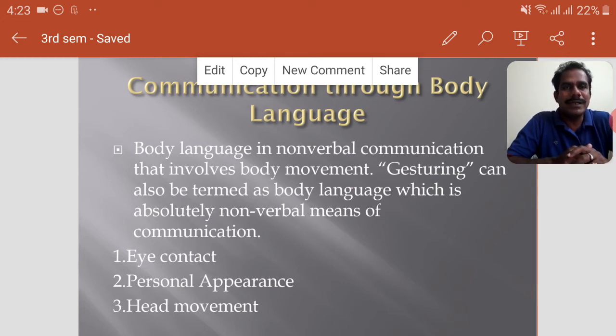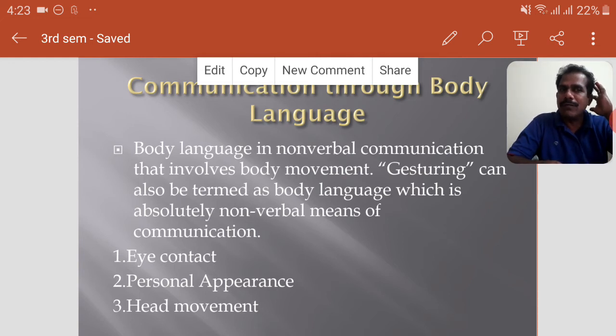Non-verbal, a single face we can express. We can see a person and tell whether he is in an angry mood, a happy mood, a sad mood, or jovial. Can't we? 100%. A picture is worth a thousand words. Body language is non-verbal communication. It involves body movements. Gesturing can also be termed body language, which is an absolutely non-verbal means of communication.